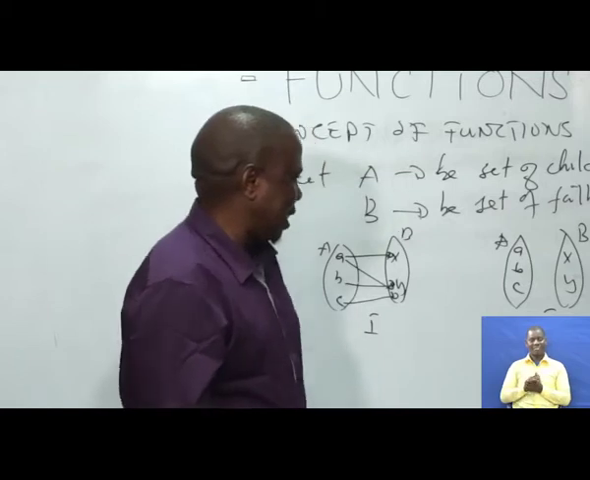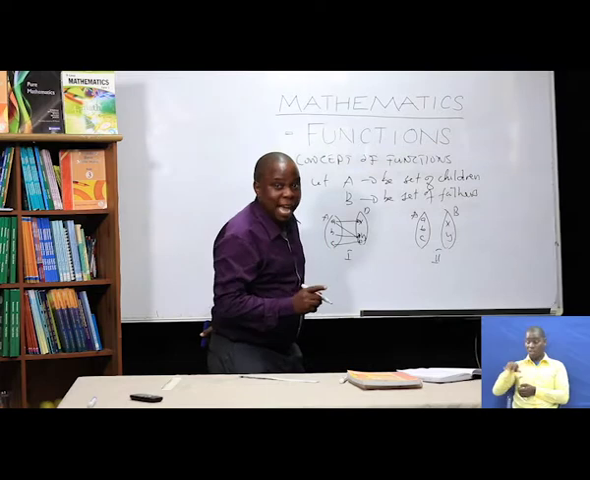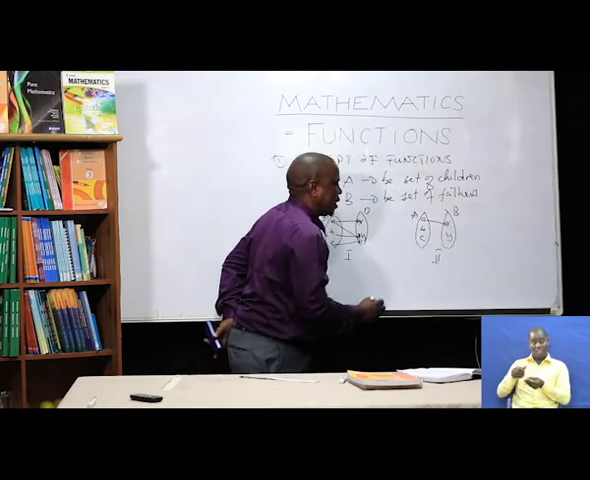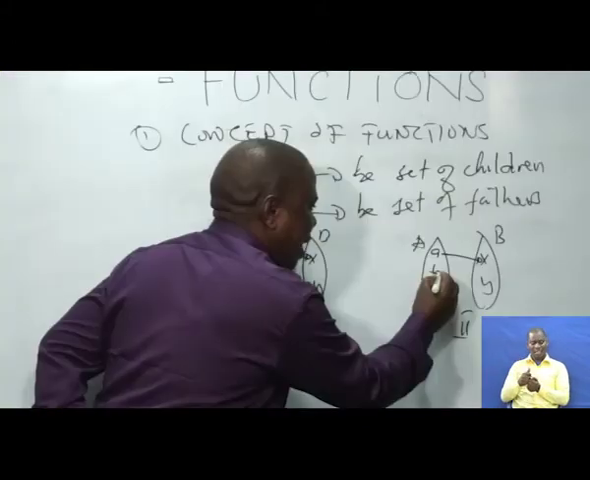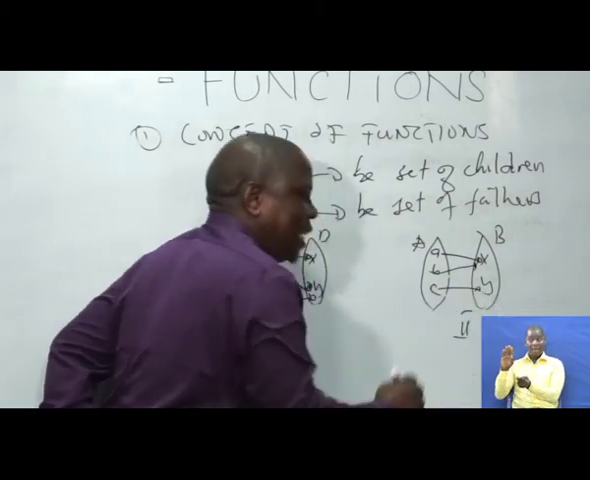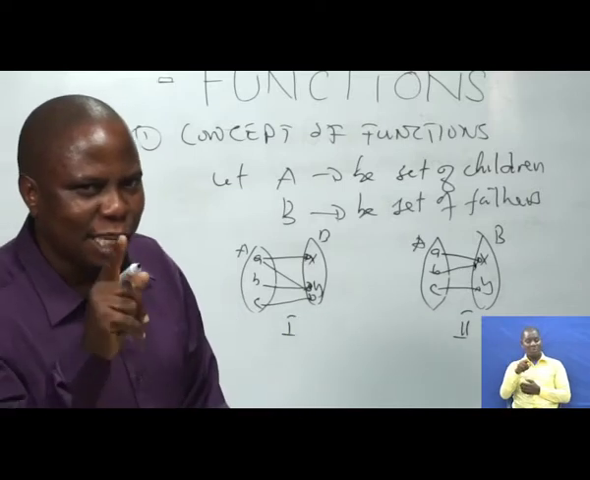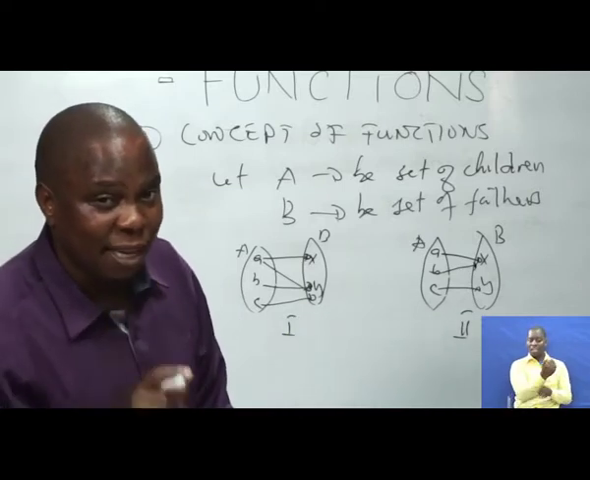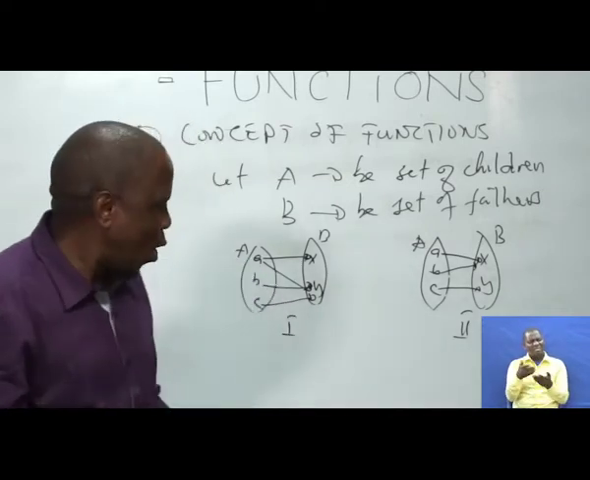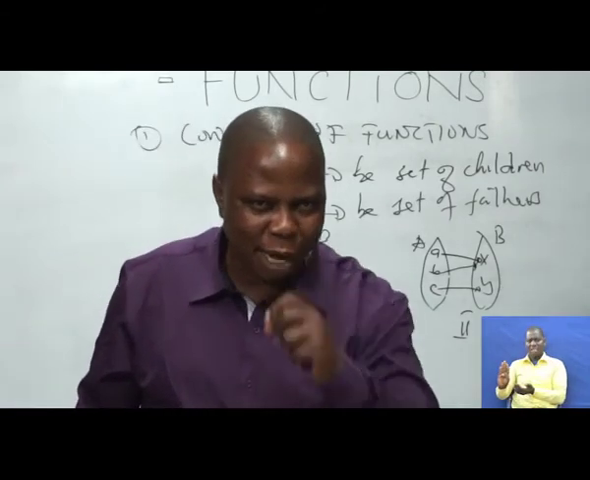In the second illustration, let us relate A, B, and C with those elements as shown by the arrows here. Let me take this A related to X. This B here is also related to X. And this C here is related to Y. Mind you, set A is the set of children, and that of B is the set of fathers. Now, can you tell me which of the two illustrations is correctly labeled?